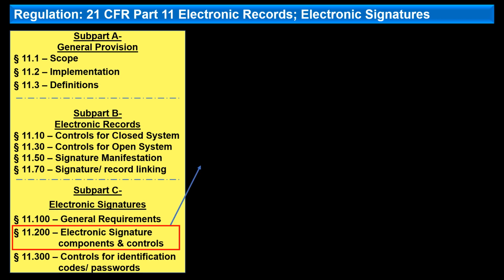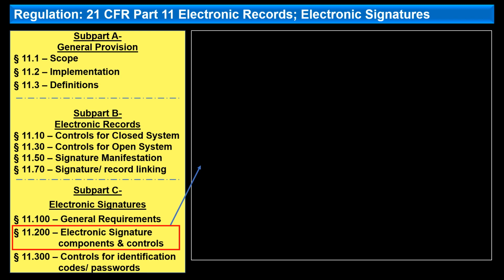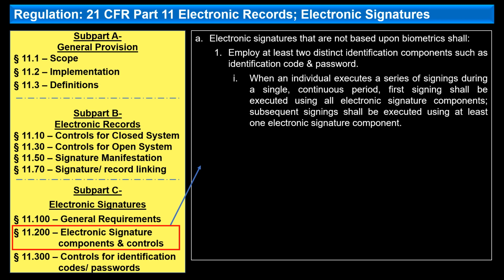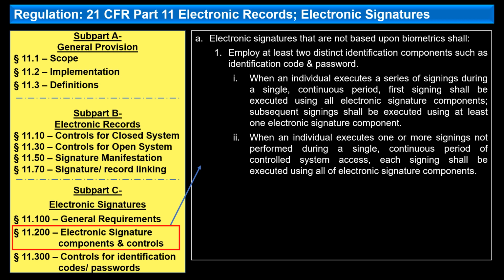Moving to 11.200, electronic signature components and controls. Electronic signatures that are not based on biometrics shall employ at least two distinct identification components, like an identification code and a password. When an individual executes a series of signings in a single continuous period, the first signing shall be executed using all the components of the electronic signature, that is the identification code and password, and the subsequent signings shall be executed using at least one electronic component. It is usually a password.